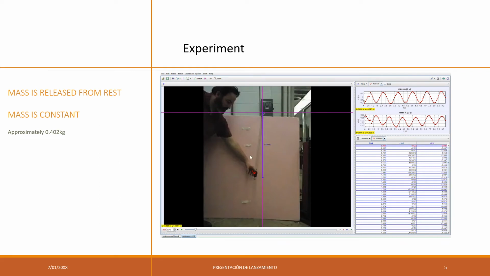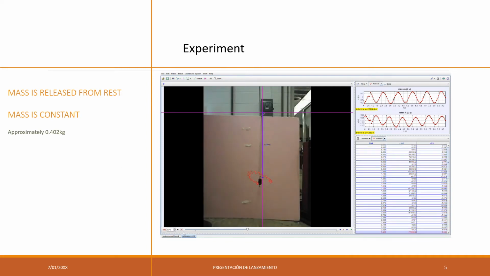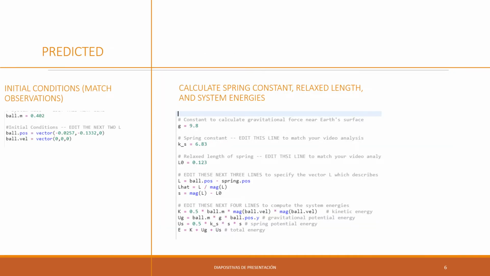Here you can see the video that we analyzed from Tracker, where the mass is released from rest and is constant. We have a mass of approximately 0.402 kilograms. For our predicted motion, to initialize the conditions, we begin by stating a mass of 0.402 kilograms, and our position will be the same as the one indicated by the experimental data from Tracker. Since the object starts at rest, the velocity is equal to 0. Then we declare our acceleration due to gravity to be 9.8 meters per second squared.